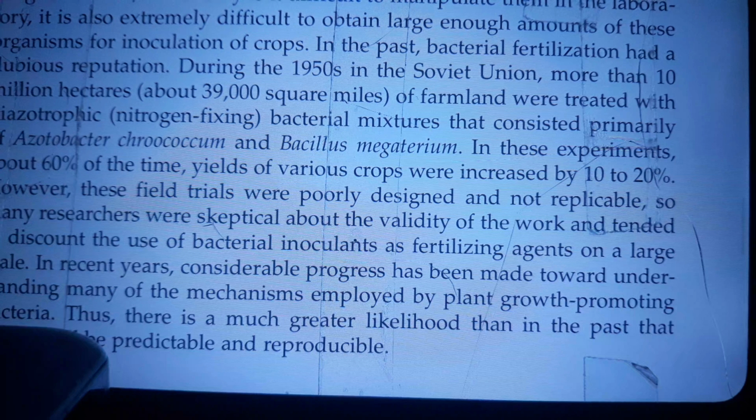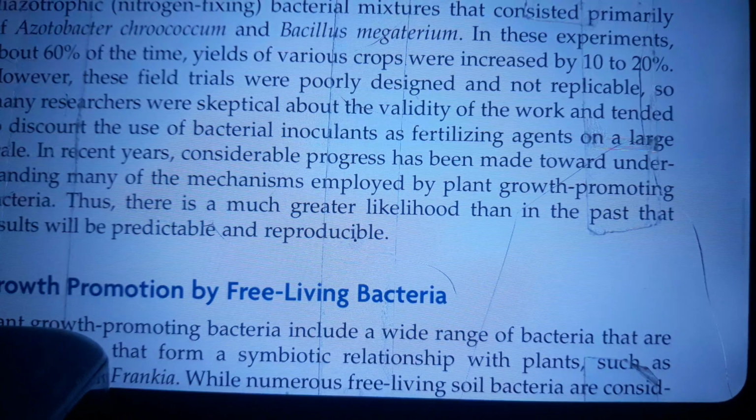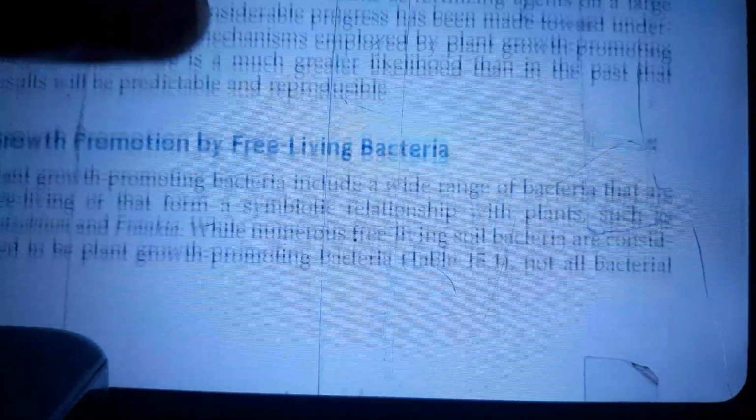However, these field trials were poorly designed and not replicable, so many researchers were skeptical about the validity of the work and tended to discount the use of bacterial inoculants as fertilizing agents on a large scale. In recent years, considerable progress has been made toward understanding many of the mechanisms employed by plant growth promoting bacteria. Thus, there is a much greater likelihood than in the past that the results will be predictable and reproducible.